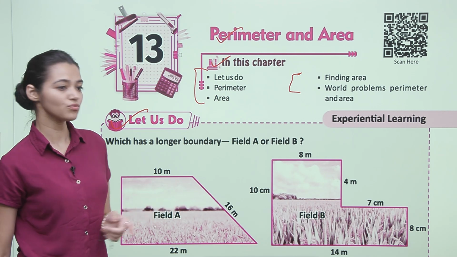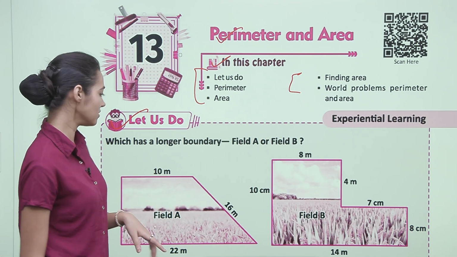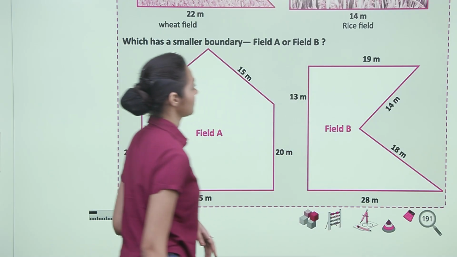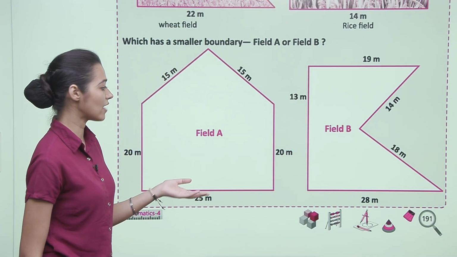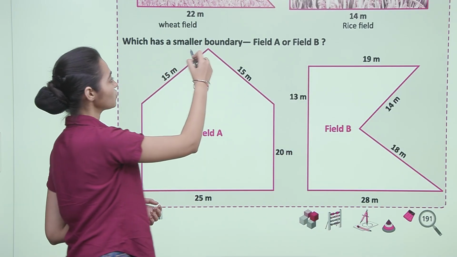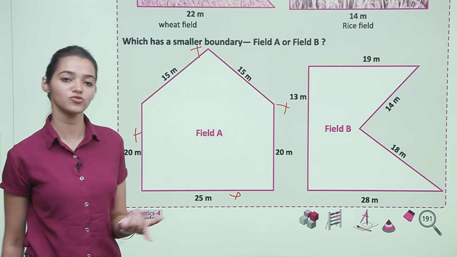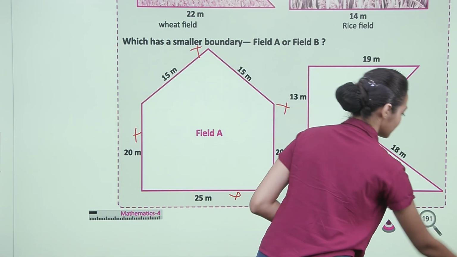For this we have to find the sum of the boundaries of both the figures. Similarly, here again we have to find the sum of the boundary. That means we will add all the boundaries and then we will find out which one has the bigger perimeter.